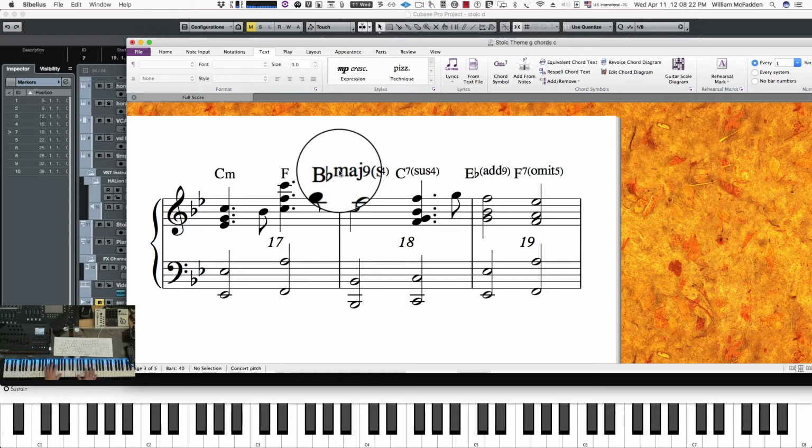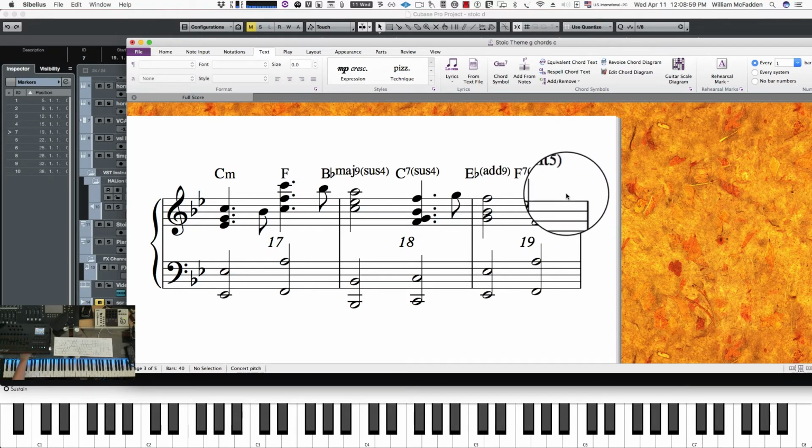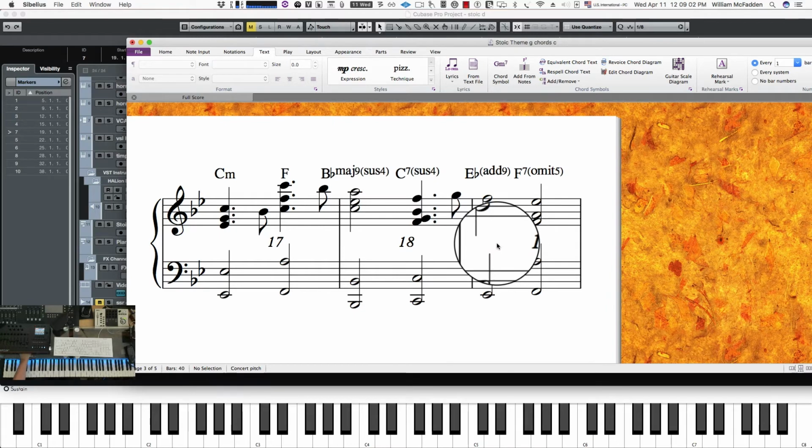And then we have a C7 suspended. So there's your suspended for your C, 4th note of the scale. And then we have an E flat add 9. There we have an F7 and we're omitting the 5. So again, he's omitting 3s and 5s quite a lot.